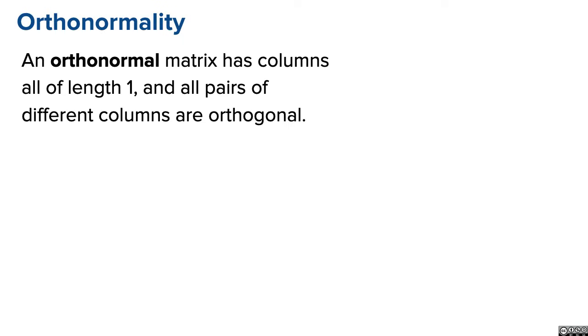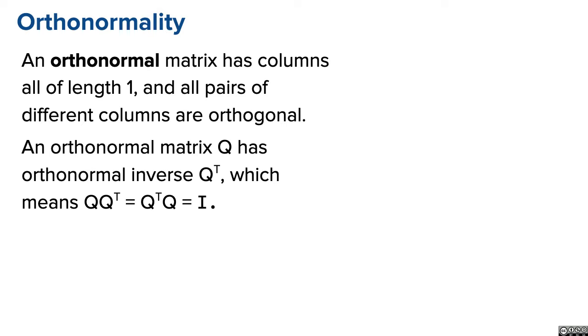And we can extend the notion of orthogonality to what we call orthonormality, where an orthonormal matrix has columns that are all unit vectors, all length 1, and all the pairs of different columns are orthogonal to each other. What that essentially means is that all the columns point in different directions, perpendicular to the other directions in that matrix. Note I say orthonormal matrix and orthogonal vectors.